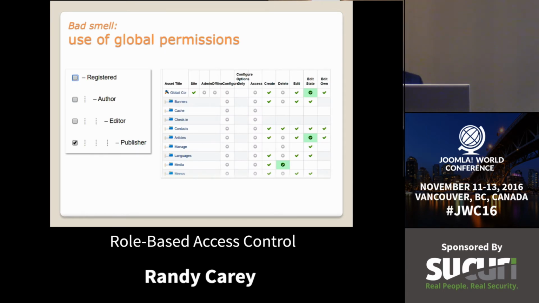The other thing is the use of global permissions. Here's a little screen of the ACL manager to the right, showing you that if you check somebody as publisher, they have access at the site level to create, edit, edit state, and edit own. Now you think, well, this is just for articles. No, it's not. It's system-wide. If you check author, editor, or publisher, you are now giving permissions for any different component you have out there that's following ACL rules. You're saying this person can create, they can edit the state, and they can edit their own. You probably don't want that.